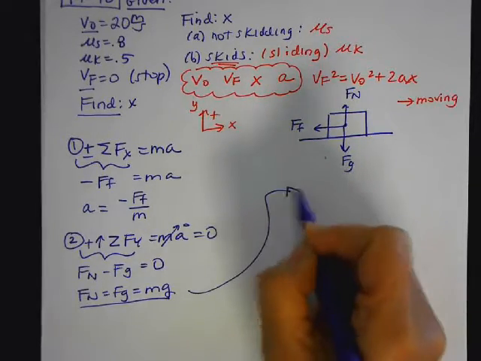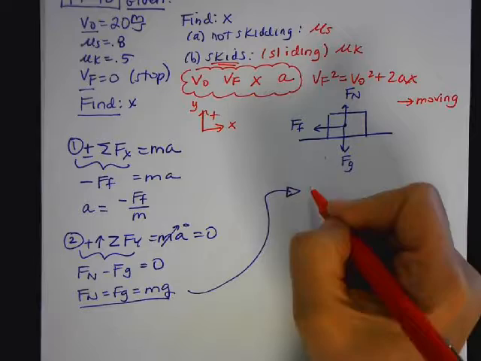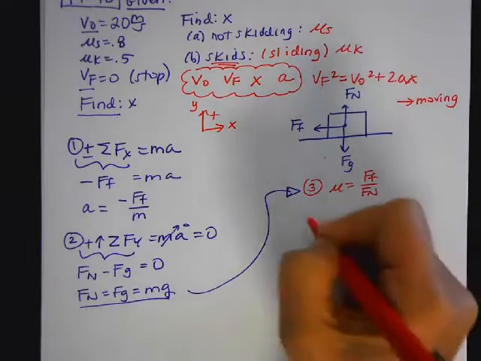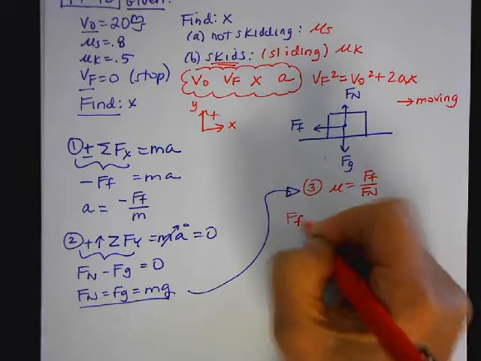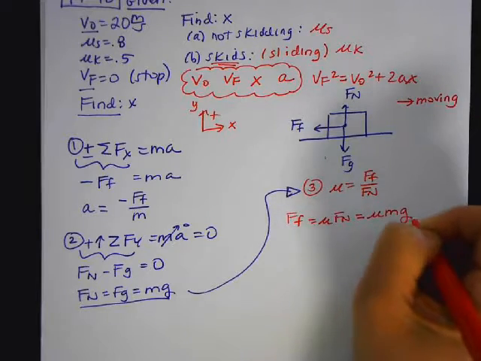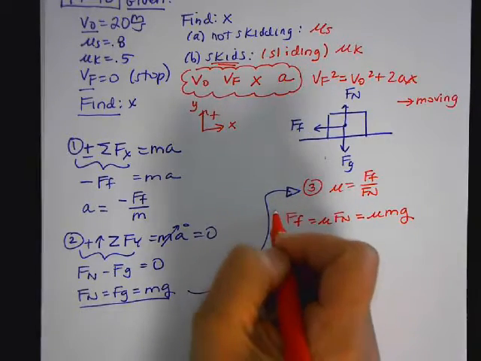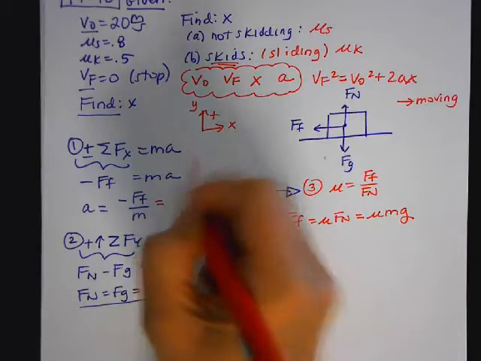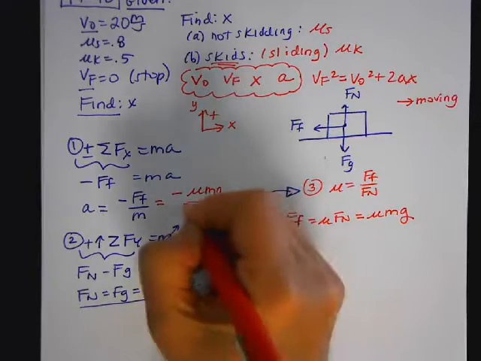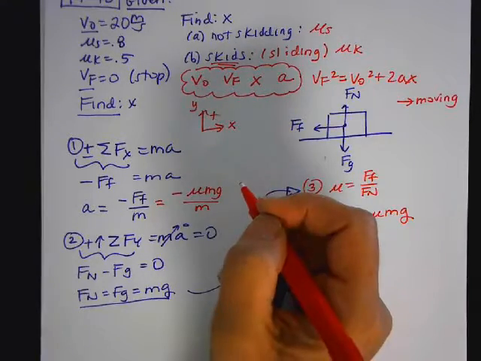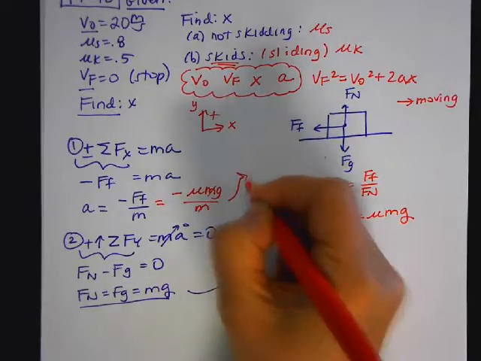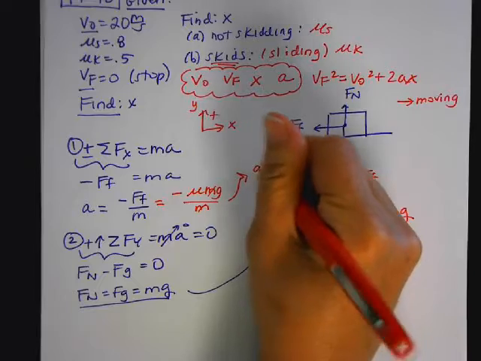So my third thing is I'm going to use the mu equation. So mu is equal to f of f over f of n. So f of f is equal to mu times f of n, which is equal to mu mg. So now I'm going to put this value in here. So this is going to be minus mu mg over m. So then I see that my m's cancel. So I see that, I kind of ran out of room here, that A is equal to minus mu g.